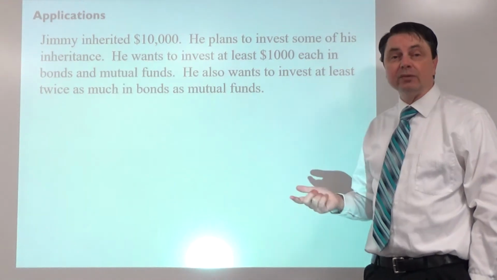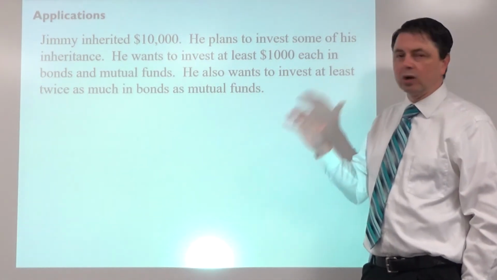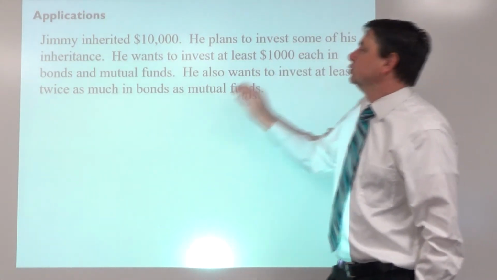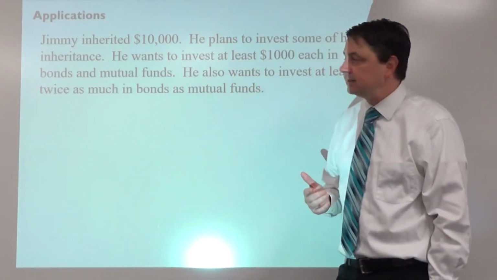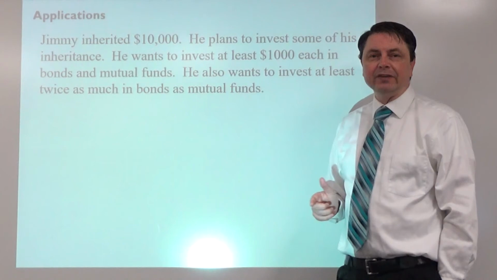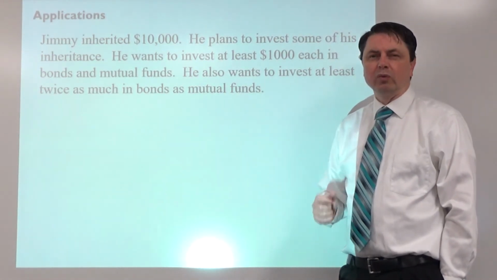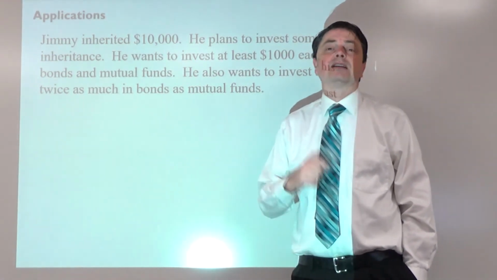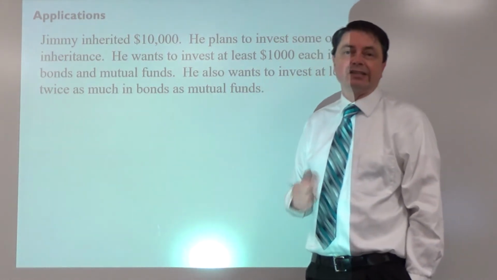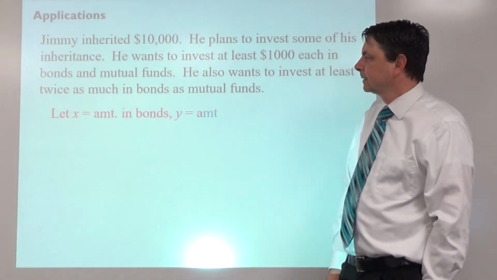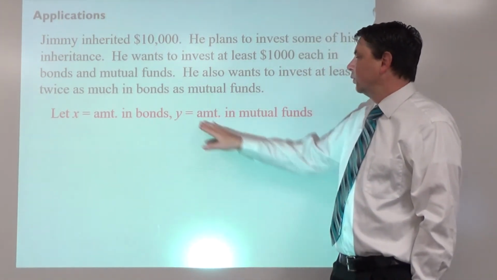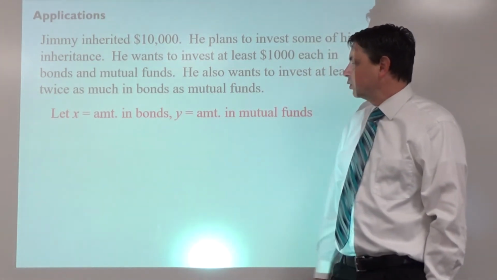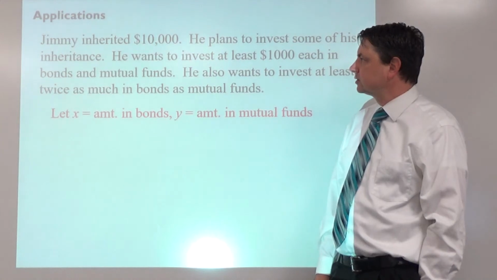So if we define some variables, now in a normal word problem we might want to use something like B and M or something like that, but if we're going to be graphing these, and we are, we probably want to stick to X and Y as it then connects to our coordinates and our axes. So let's have X be the amount that he's going to invest in bonds, and Y is the amount that he's going to invest in mutual funds.